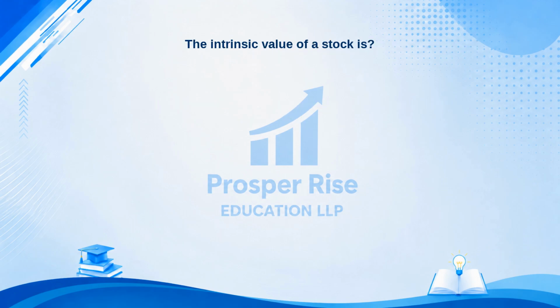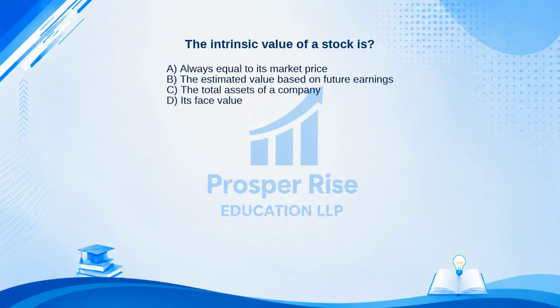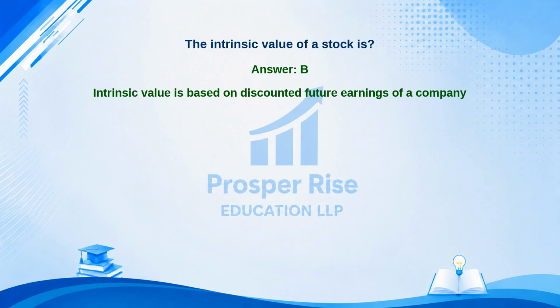Here is another practice question. The intrinsic value of a stock is. Here are your options. A. Always equal to its market price. B. The estimated value based on future earnings. C. The total assets of a company. Or D. Its face value. Take a moment to pause the video and decide. The correct answer is option B. Let's see why. Intrinsic value is based on discounted future earnings of a company.